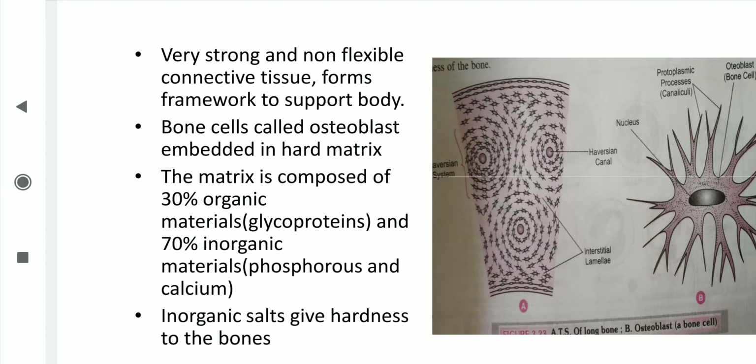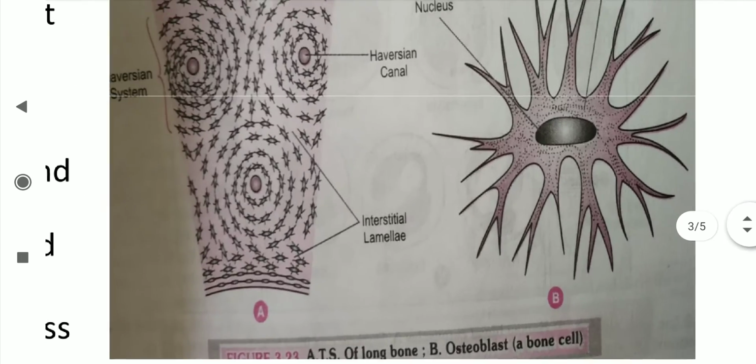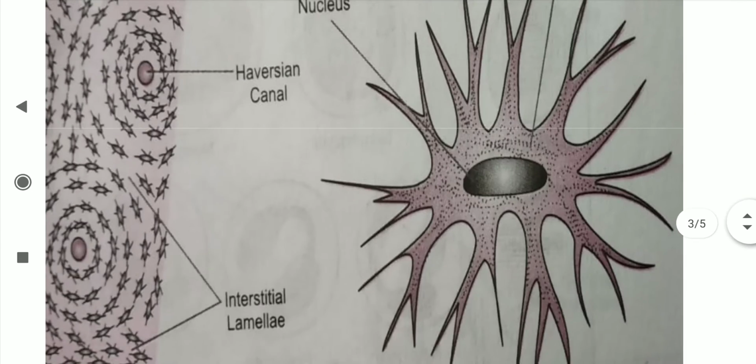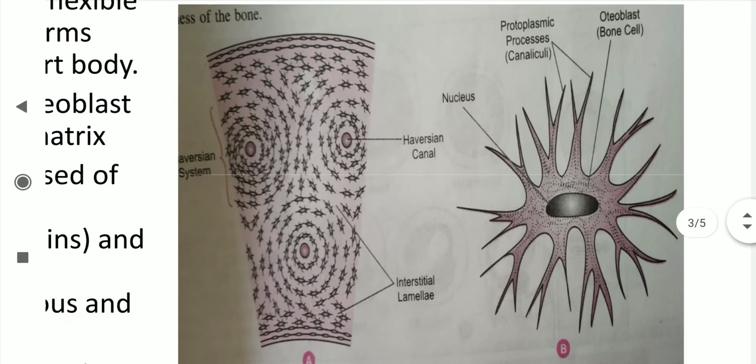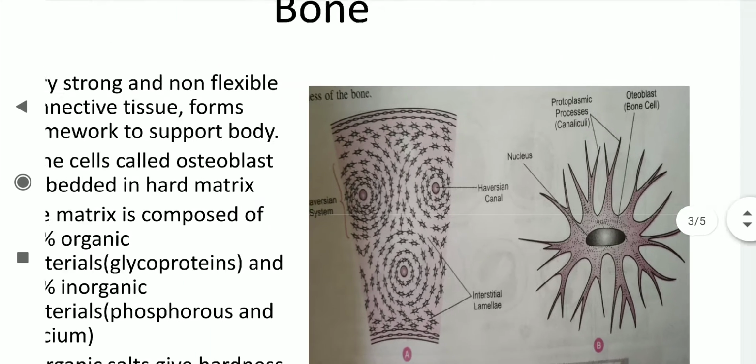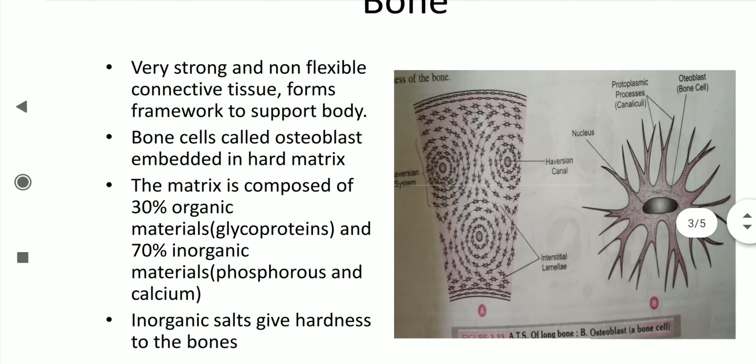Bone is a very strong and non-flexible connective tissue. A compact bone consists of living bone cells called osteoblasts. Children, you are seeing in the picture, this is the osteoblast. These osteoblasts are arranged in the form of concentric rings in the matrix. Here, the matrix is very hard, made of phosphorus and calcium.